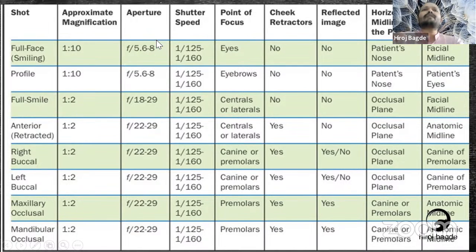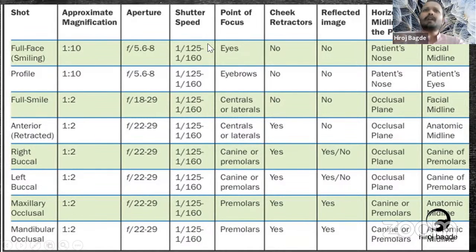We are going to have different kinds of aperture. Now, for full face smiling, which I just explained, it is f5.6 to f8, which is in between less focus or blur and a more focused area. As I go below, going from f22 to f29, we are going to have a very much more focused area for the apertures.